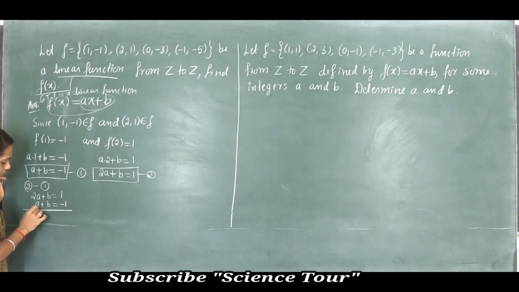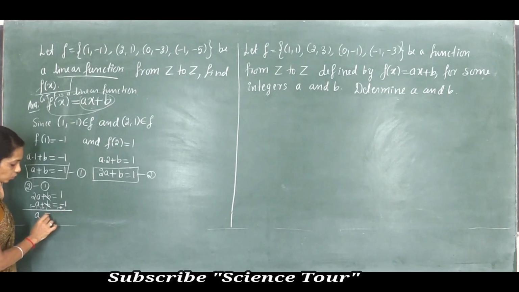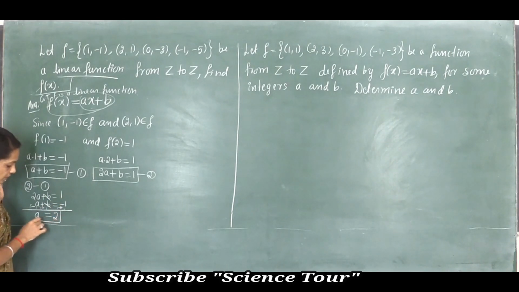Okay, so now you have to change the second row symbols. Here plus changes to minus, plus to minus, minus to plus. Change the symbols for the second row terms. Okay, 2a minus a gives you a, and plus b minus b cancels, and 1 plus 1, that is 2. So what is the a value? A value is equal to 2.